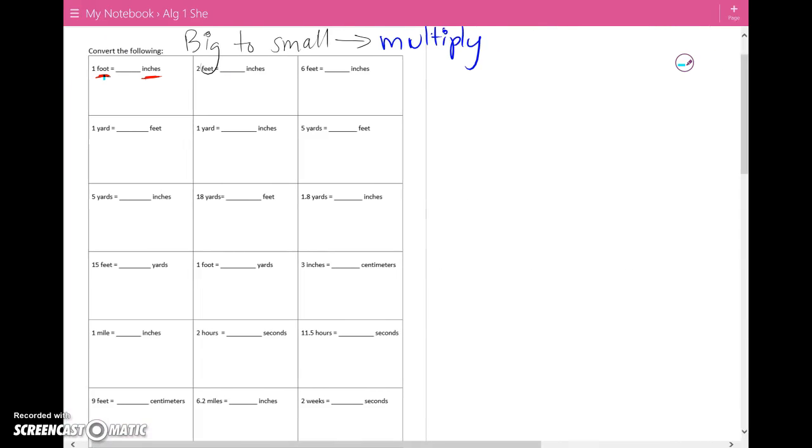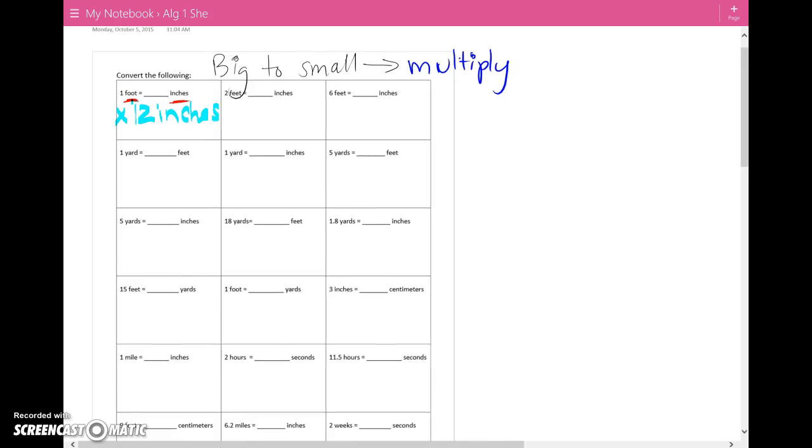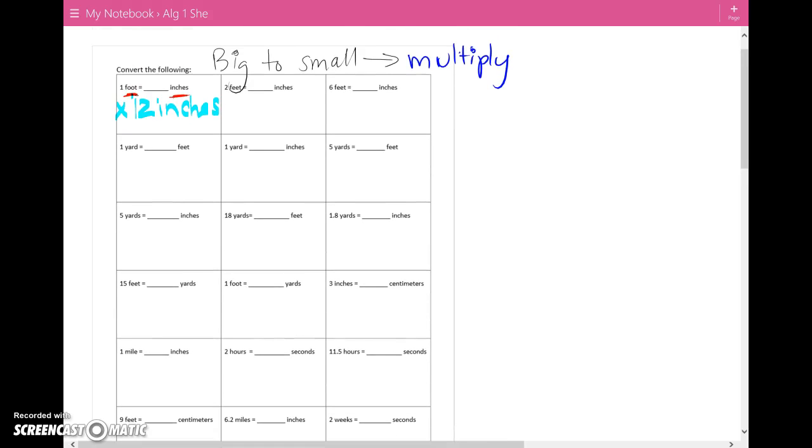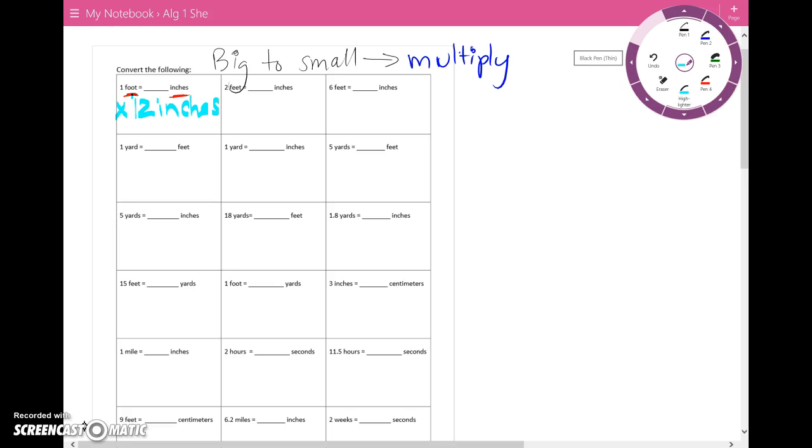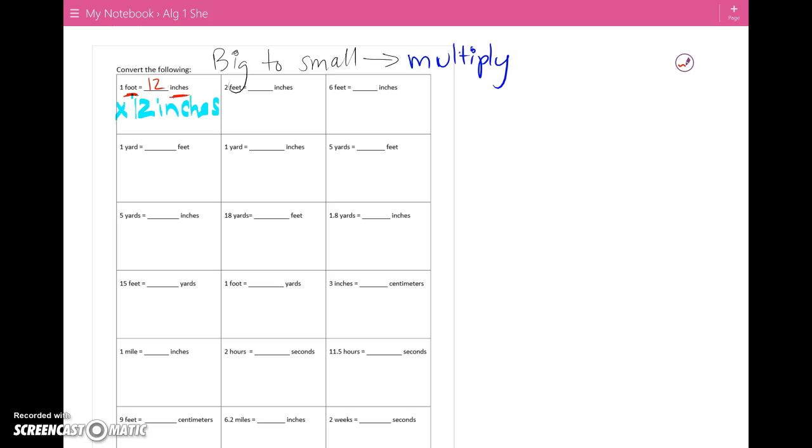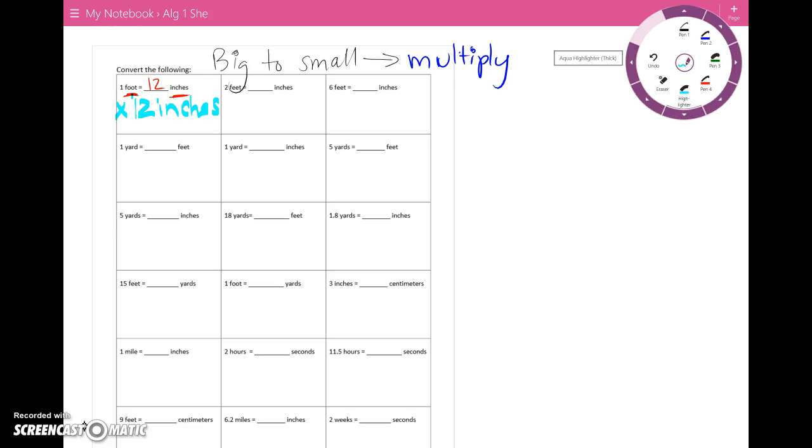Okay? So I know there's 12 inches in 1 foot, so I'm going to multiply it times 12 inches. 1 foot times 12 inches. Let me zoom up a little bit. I can't. And 1 times 12 is, guess what? 12. That was super hard, right? Okay, so let's do the next one.